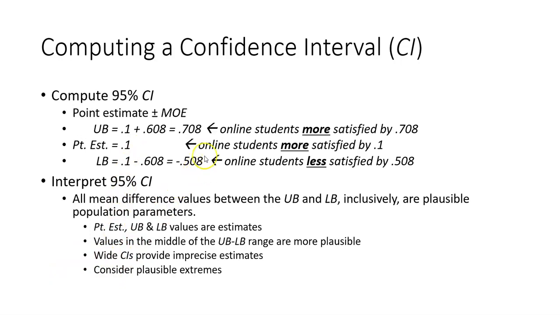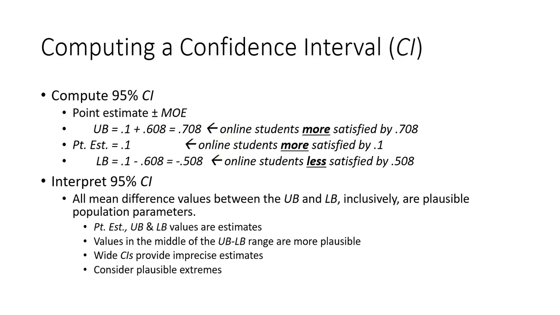Another thing to keep in mind is that very wide confidence intervals mean that you shouldn't be extremely confident when you interpret your results. Look at this, right? There's a very wide range. The upper bound tells you that the online students might be 0.7 more satisfied. The lower bound tells you something almost the opposite, that they would be 0.5 less satisfied. So if all of those and everything between them is plausible, you shouldn't be overly confident in your results.